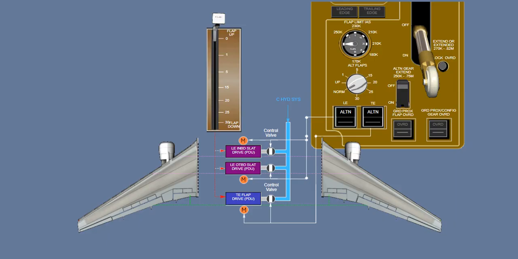Generally, alternate flaps are used only when center hydraulic system pressure is not available. Alternate flap extension takes about 4 times longer than normal flap extension, or about 2 minutes to extend from flaps up to flaps 20.